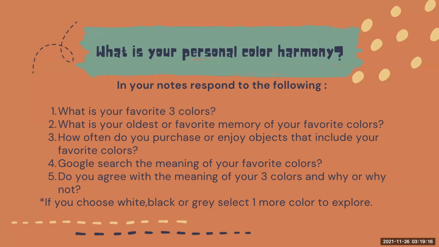So what I would like for you to do is pause the video and respond to these 5 questions. You're going to respond in your notes. So the first question is, what are your favorite 3 colors? What is the oldest or your favorite memory of your favorite colors? How often do you purchase or enjoy objects that include your favorite colors? And then I want you to Google search the meaning of your favorite colors. And the last one, do you agree with the meaning of your 3 colors? And why or why not?